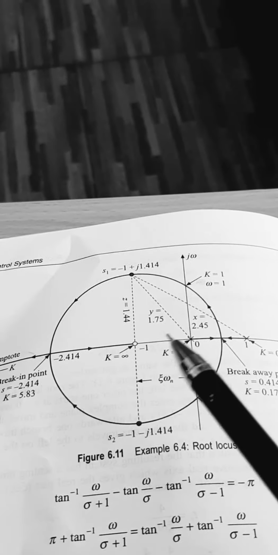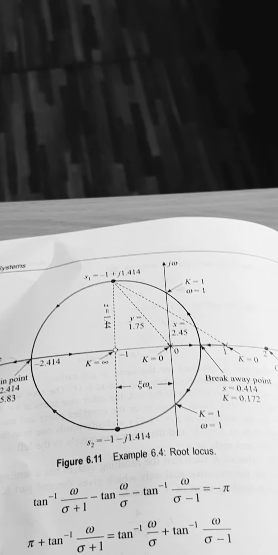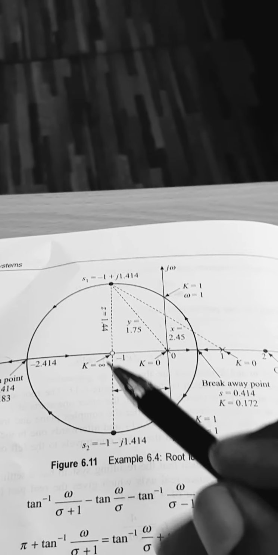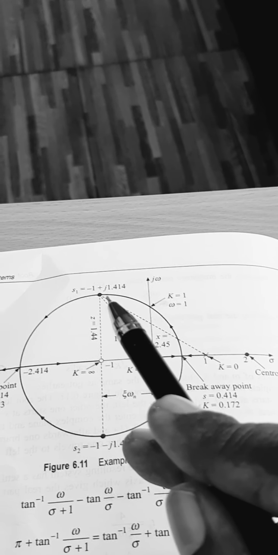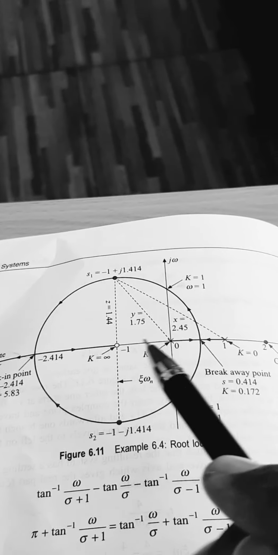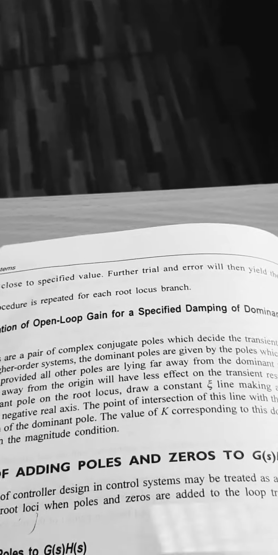And this is rule number 3. The root locus is symmetric about the real axis. This is the real axis. It is symmetric about the real axis, as well as the poles and zeros. That is rule number 1. Root locus is symmetrical about the real axis.